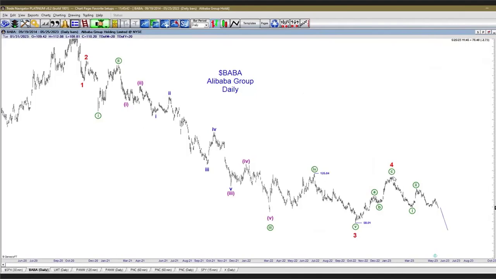I like to do options a lot of times myself, especially when we're talking about shorting individual stocks.